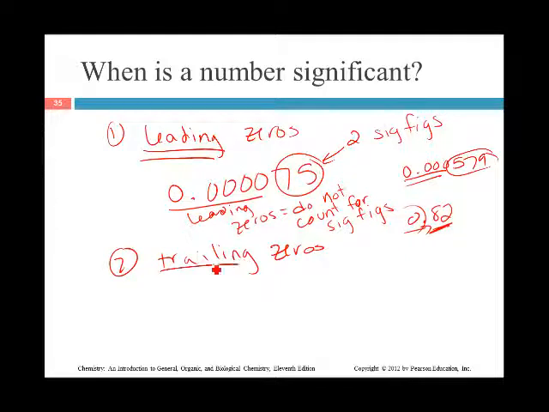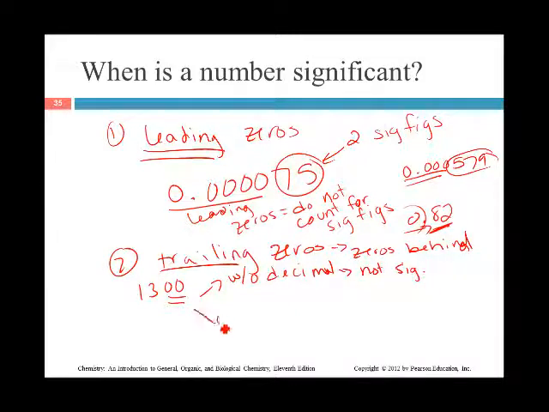Trailing zeros are the zeros behind. For instance, if I have 1300, these zeros are trailing zeros. Now, there's two circumstances here. It could be with a decimal or without a decimal. Without a decimal, they are not significant. With the decimal, they are significant.